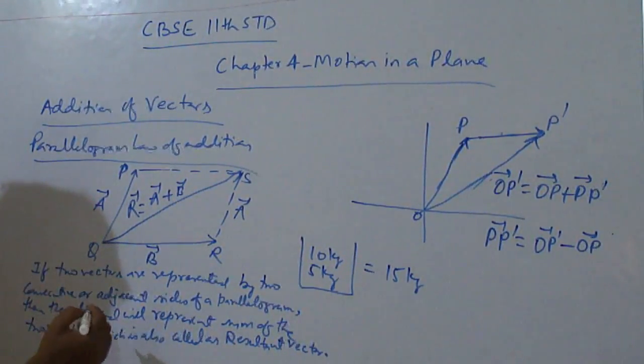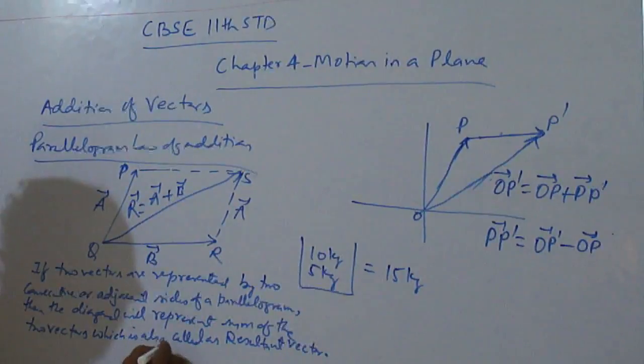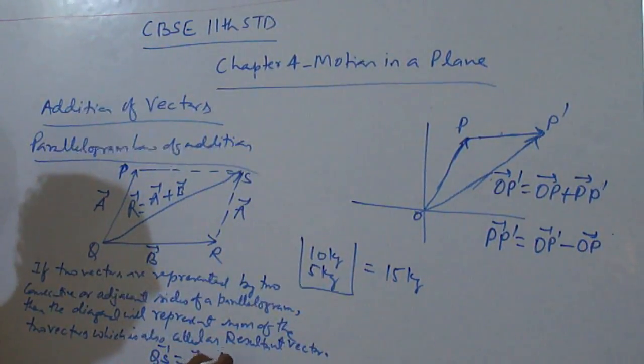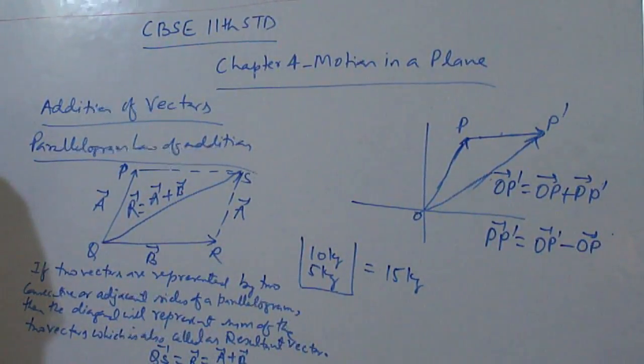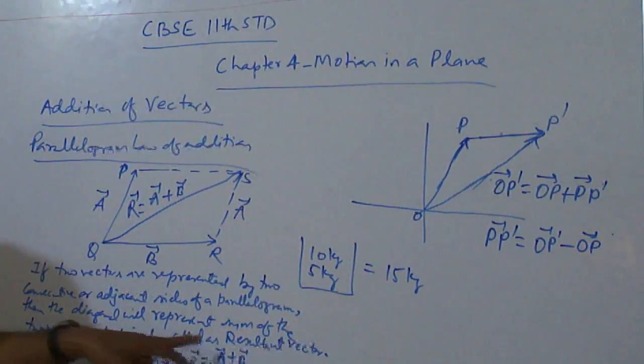So here QS, R vector, is A vector plus B vector. QS is the diagonal. What is the R vector? R means resultant, the final one. Here also I have written, which is also called the resultant vector.